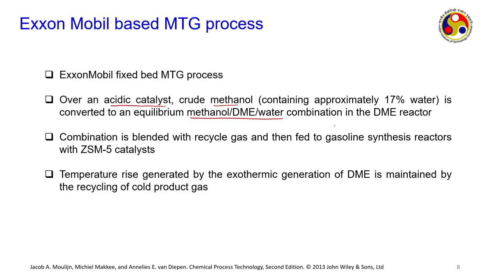Then what happens is you take this product out, blend with the recycled gas. So recycled gas, when it is coming after the reaction is completed, after the gasoline synthesis reactor, there will be some off gases. So blend with those recycled gas. So what it does is it will cool down the reactor. So you do not heat it and send it, you cool down and then send it to the gasoline synthesis reactor with the ZSM5 catalyst. So whatever temperature rise, because these are all exothermic reactions, the generation of heat is maintained by the recycling of the cold product gases. So some of the gases which are separated after the gasoline synthesis reaction is completed will be sent back to the reactor. So we will see in the next slide how the process Exxon has developed.